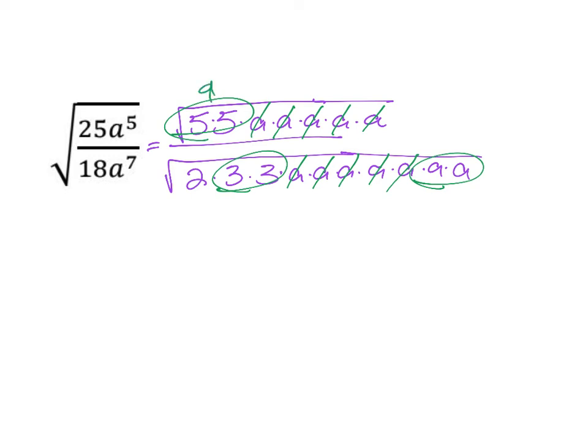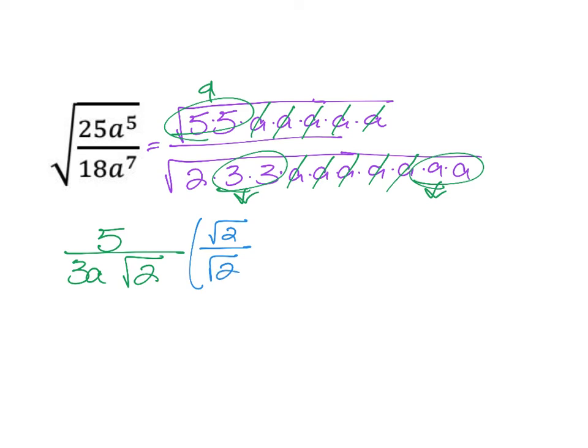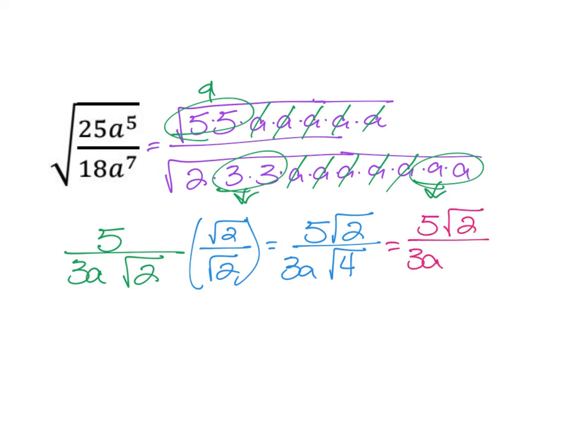So when I go to take these out, in the numerator, I'm left with 5. In the denominator, I have 3a times the square root of 2. I need to rationalize. So 5 times the square root of 2 over 3a times the square root of 4. We're almost there. 5 times the square root of 2 over 3a times 2. So 5 times the square root of 2 over 6a.